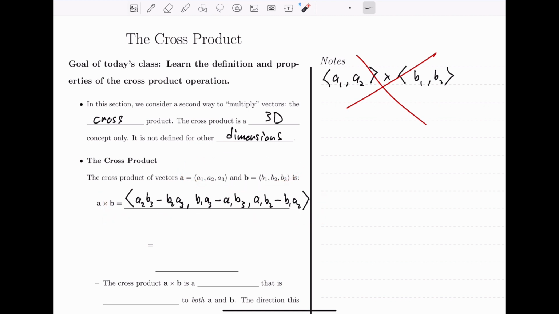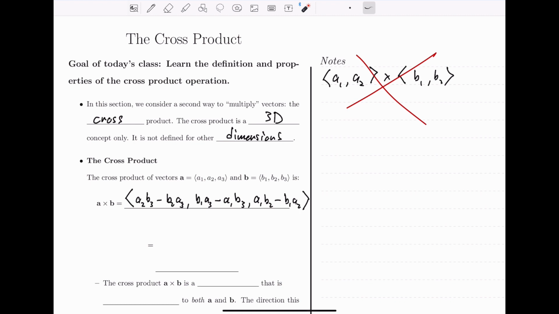This definition is kind of complex looking, wouldn't you agree? So let me give you some tidbits for trying to understand and memorize this. First of all, notice that each component has the same general form. We're subtracting two things by each other. Notice also that the first component of the cross product does not have any a1s or b1s. The second component does not have any a2s or b2s. The third component doesn't have any a3s or b3s. So each component of the cross product is missing the corresponding components from the original two vectors.